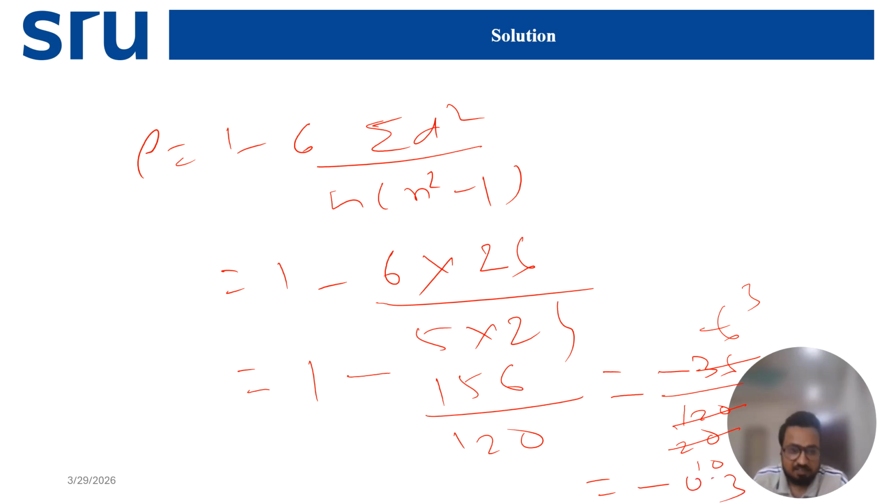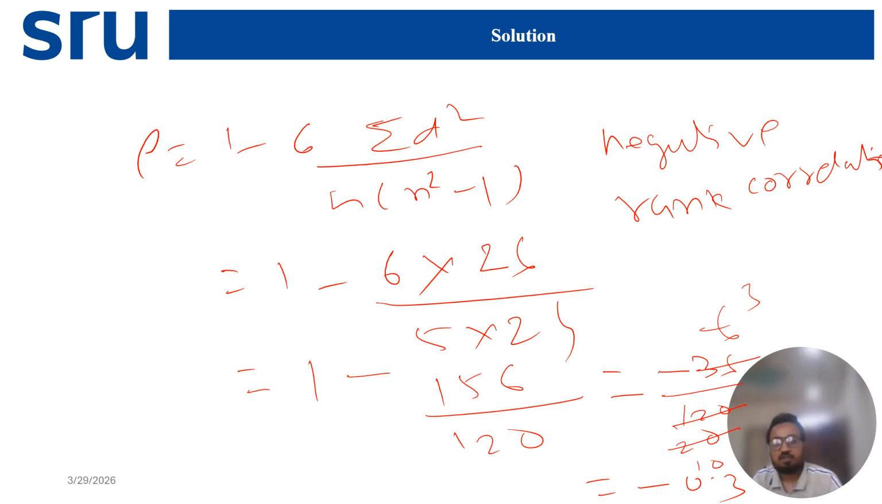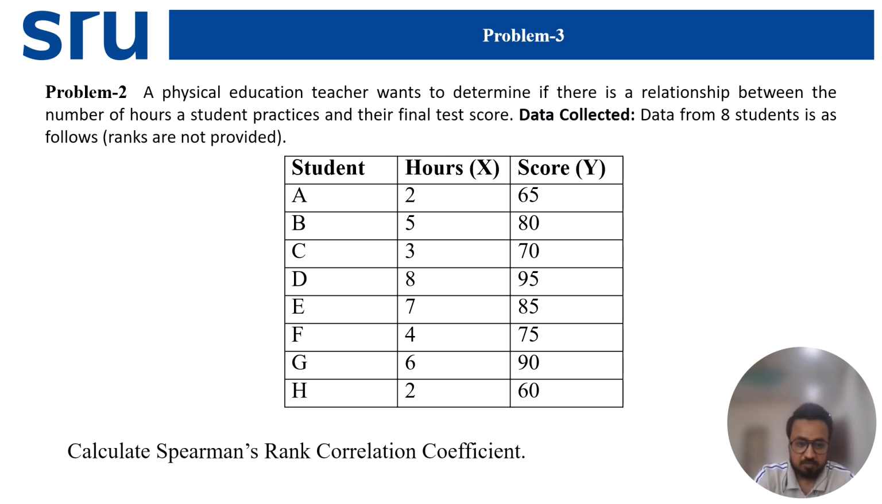So we can say that this is negatively correlated. This is a negative rank correlation. So this is all about negative rank correlation. Now we'll discuss the next problem.